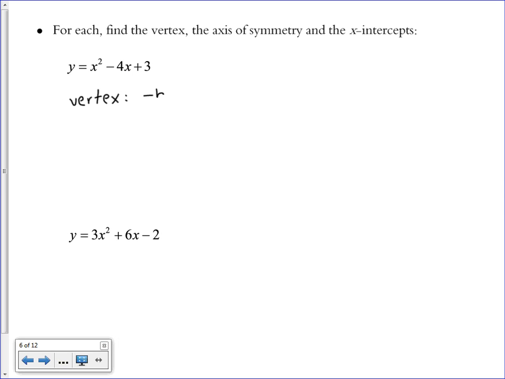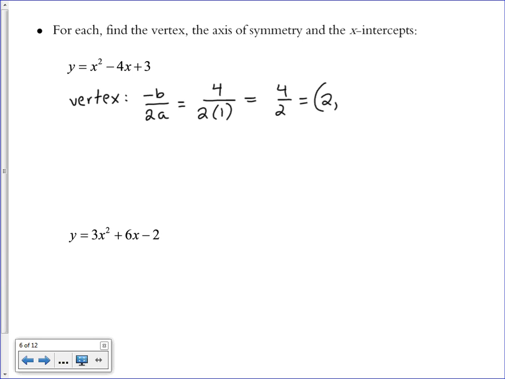To get the vertex, we do negative b over 2a. So let's just find the x value. Negative b here is going to be positive 4, and 2 times a is going to be 2. So 4 over 2, which is 2. Remember, that's only an x value, so I like to write it like that, parentheses 2, comma, to remind myself that I'm now about to fill in the y value that goes with it.